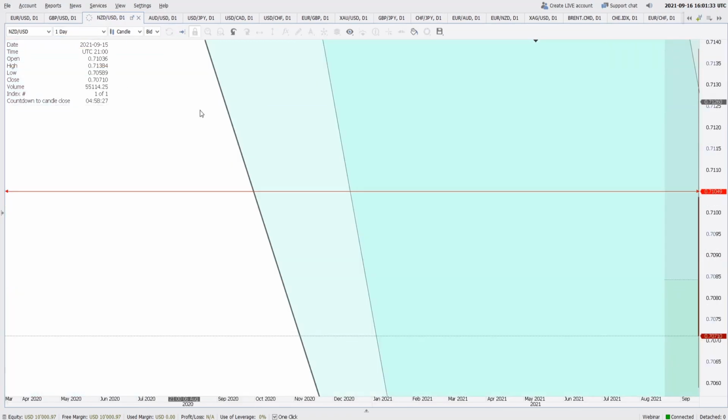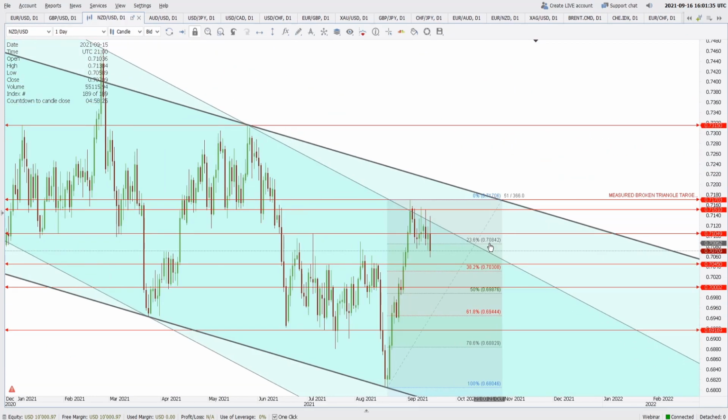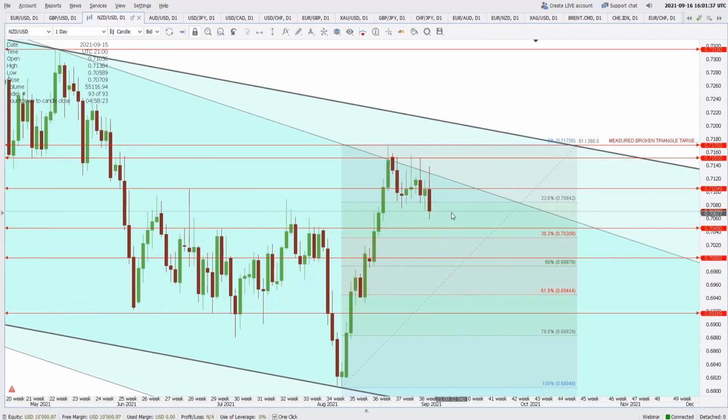So right now for the New Zealand dollar, the resistance is standing at around 0.7104 to the upside, and on the downside the first support is at 0.7045 and the second most important support is 0.7000.